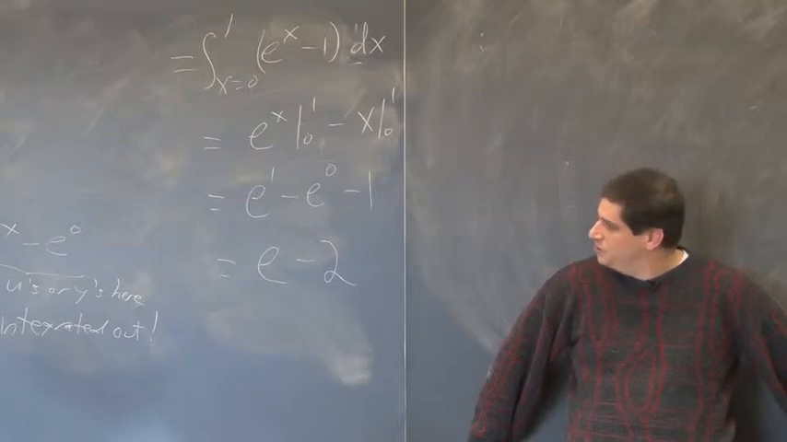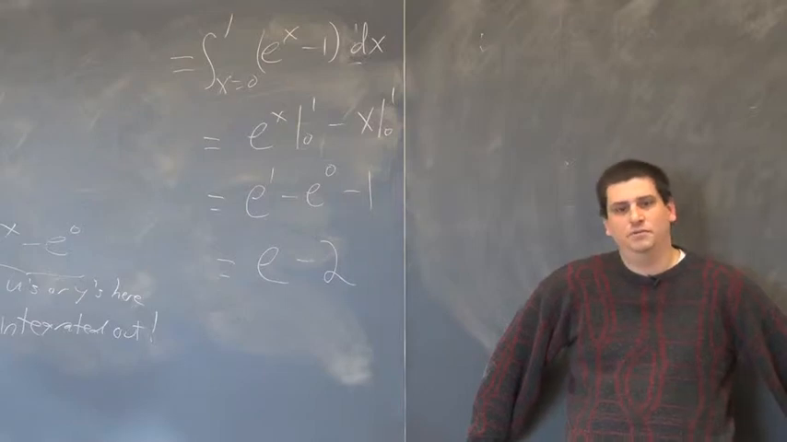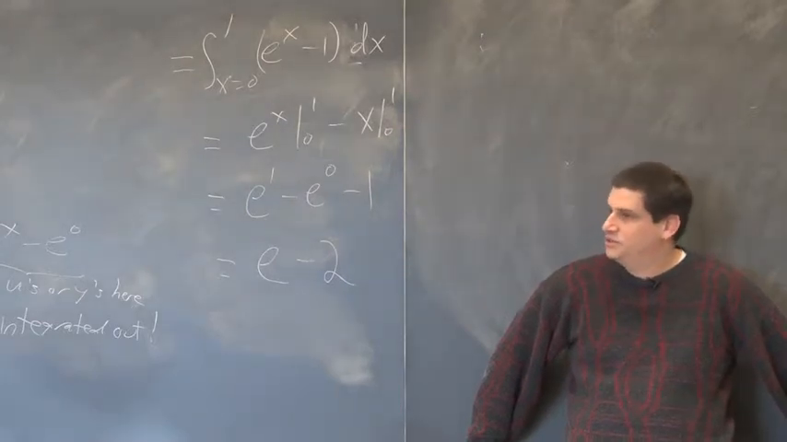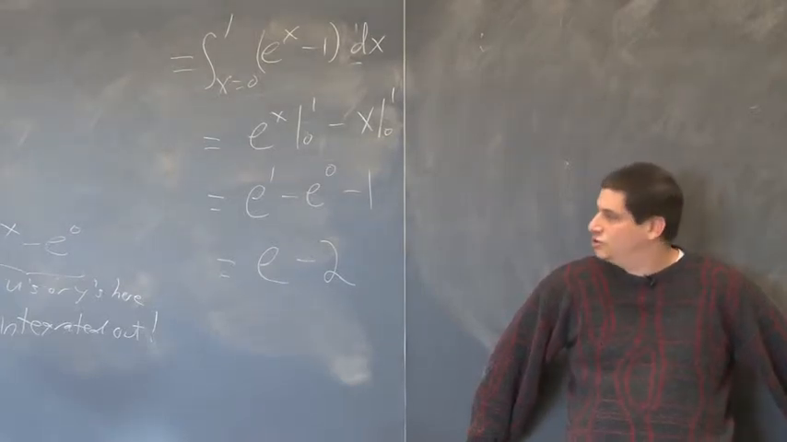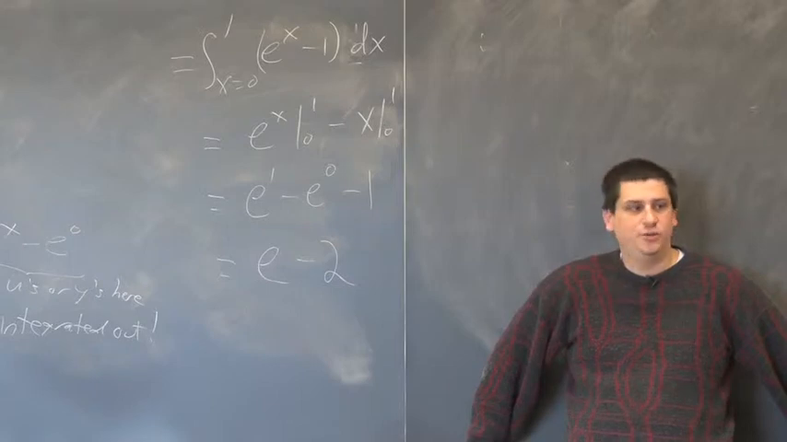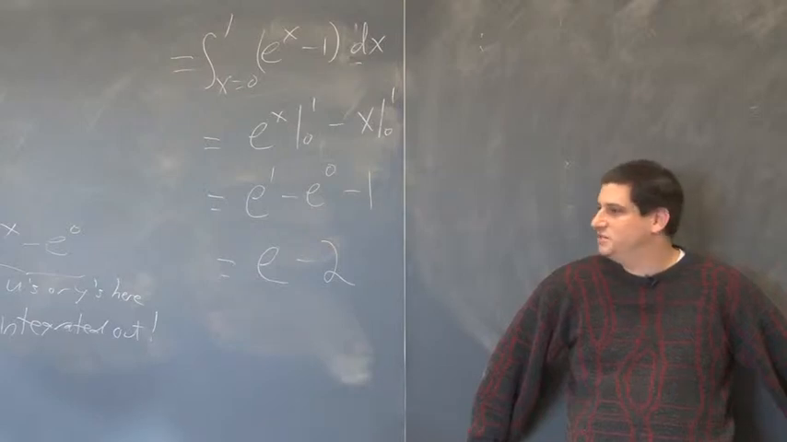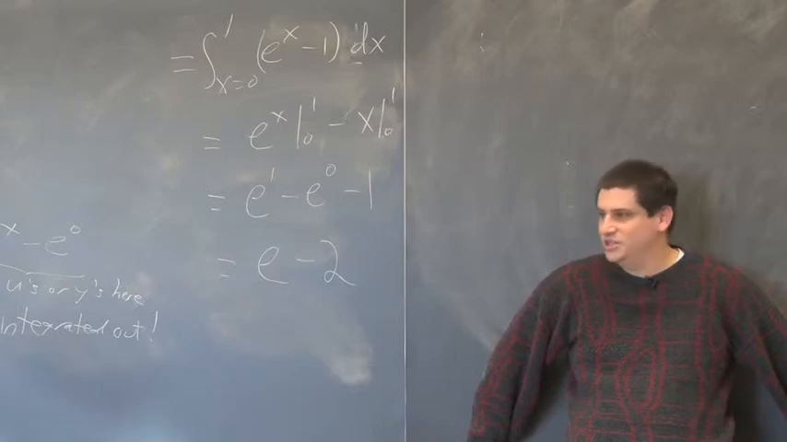The other question is, is this a reasonable answer for the problem? Are you surprised that the answer is e minus 2? Well, one way to get a sense of what the answer is: I could chop up x and y into 40 different pieces, have 1,600 little boxes. On each box, I could take some value of the function. I could add up those 1,600 numbers and see how close that is to e minus 2.